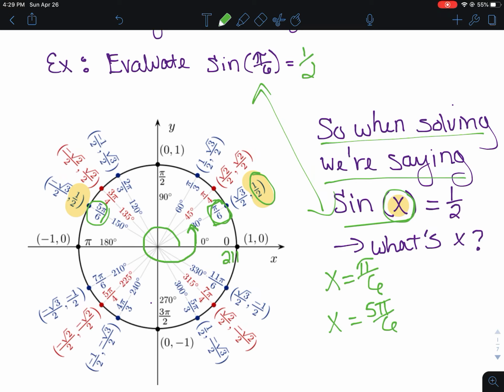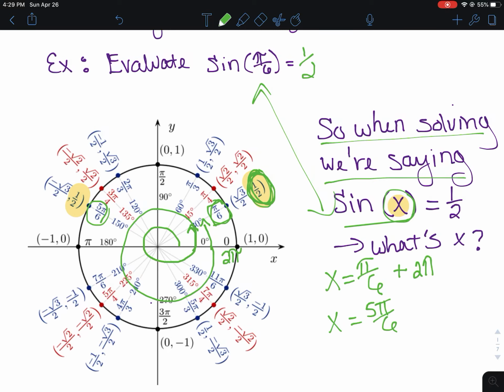Well, here I went 2 pi radians all the way around the circle, and then another pi over 6 radians, right? I still have the same sine value because these functions are periodic. And we could continue doing that. I could go another 2 pi and up pi over 6, still the same function value, still the same sine value. So when we write the answers to these equations, we wouldn't just say pi over 6 and 5 pi over 6.